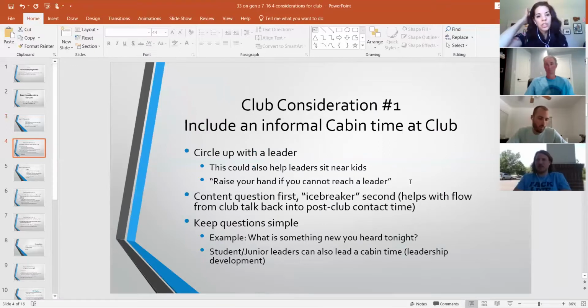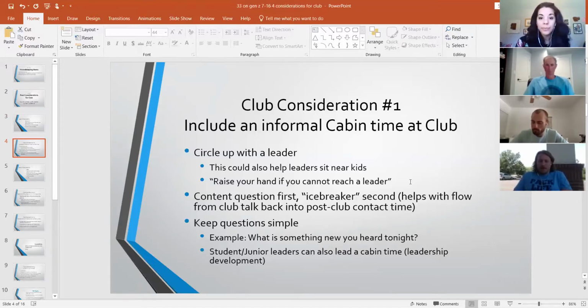So here's consideration number one: an informal cabin time at club. This used to be a thing that was coached in Wildlife more often, and I have done it in Wildlife. And I am saying, what if we considered doing this on some scale in Young Life? I have done it in a couple of clubs in Young Life when we have lunch clubs and things like that. So here's what it looks like.